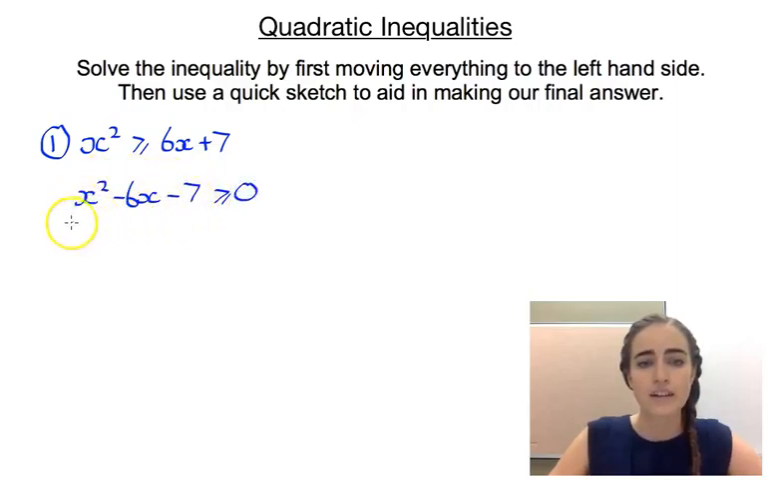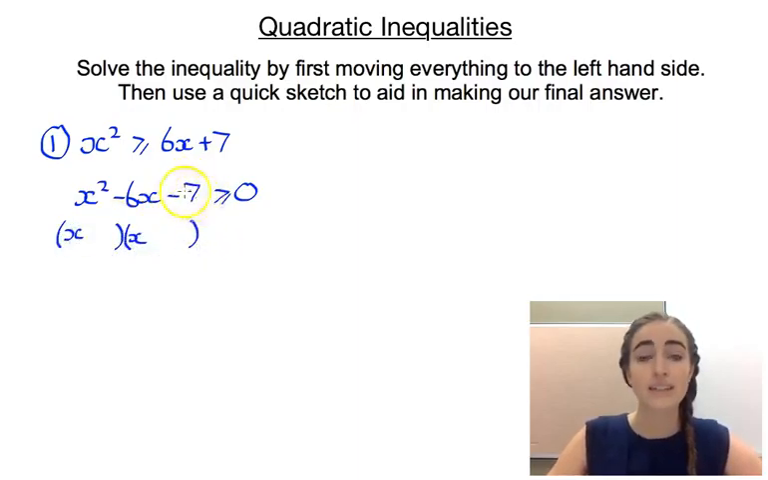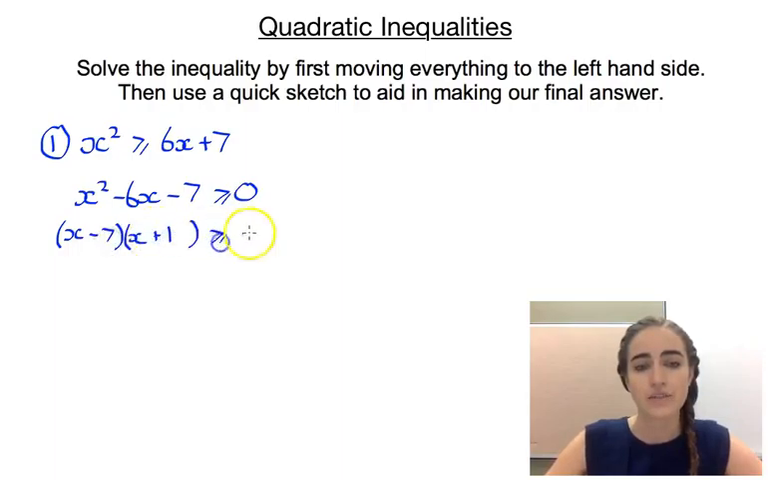Now we're going to factorize this side. So we're going to end up with two sets of brackets. We need two numbers that multiply together to give minus 7 and then add together to give minus 6. So that would be minus 7 and positive 1. And that's all greater than or equal to 0. So if we have a look at this left-hand side, we know that our x-intercepts are going to be x equals 7 and x equals minus 1. So there are our intercepts.